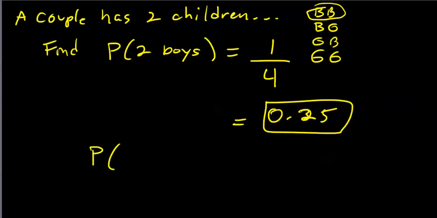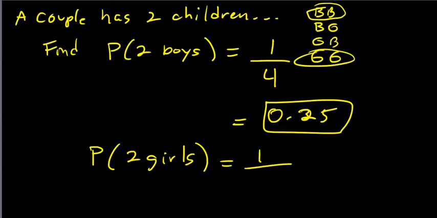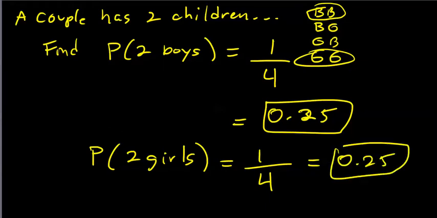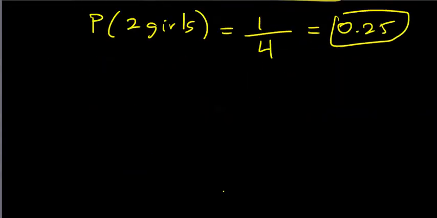Similarly, what's the probability of two girls? Again, assuming boy and girl are equally likely in any birth, there's only one outcome that has two girls. One way to have two girls over four ways to have two children, again, allowing any child to be of any gender and in any order. And that's also 0.25. The situation gets a little more complicated when you start talking about 3 children, 4 children, 5 children. I want to start talking about that right now.